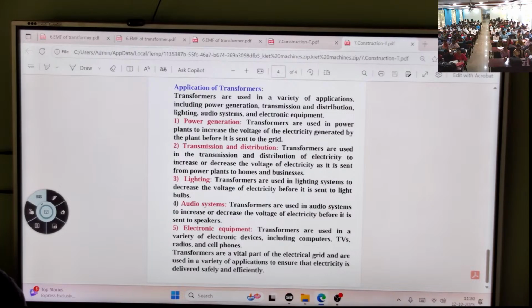9 volts is not enough. So 9 volts DC is converted to 1000 or 500 or 300 DC voltage. For the display purpose we require a transformer. Wherever you need to change the voltage, transformer is required. That is the application of the transformer. Okay? Right.